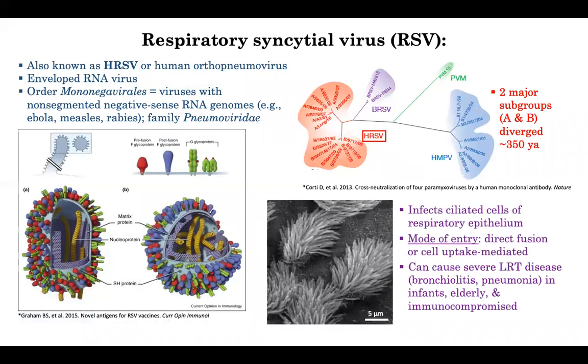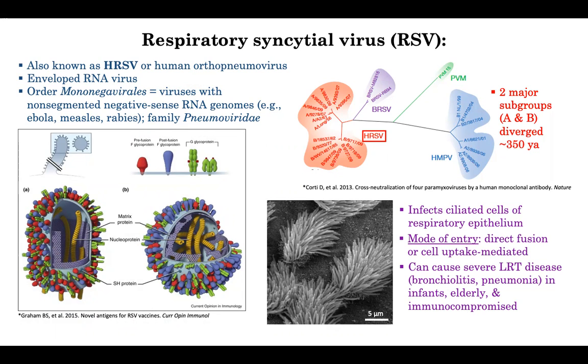RSV infects ciliated cells of the respiratory epithelium via what has long been thought to be a process of direct fusion of the viral envelope with the host cell, but recent evidence suggests it is also taken up by its host by macropinocytosis before undergoing fusion and depositing viral genetic material into the host cytoplasm.